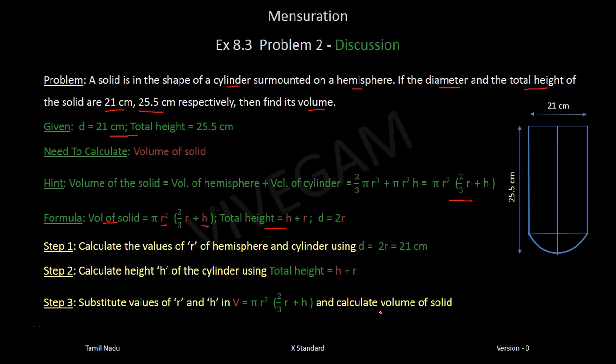So I suggest you pause the video here and try to work this problem out on your own, and then come back and check your working. You can also break it down. This is pi r square into 2/3 r plus h. This will be 2/3 pi r cube, that is the volume of the hemisphere, and pi r squared h. All I've done is taken pi r squared commonly out. You can calculate the solid hemisphere and the cylinder individually and add them also. So please start your work.